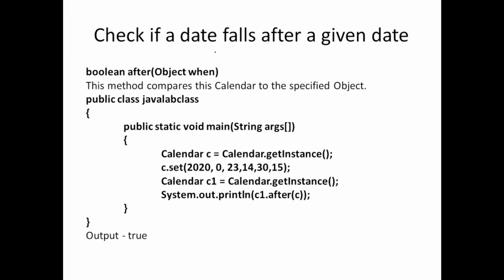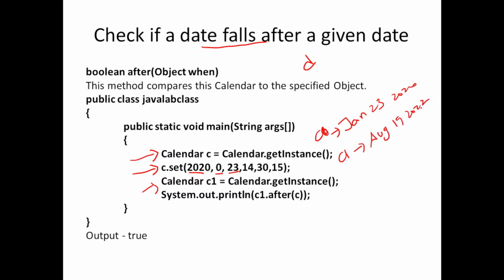And the next method is a very useful method. You can check whether a given date falls after another date. So I'll explain that with an example. Say we created the calendar instance, and I'm setting the date for this instance as 2020 January 23rd. So the date we are taking here is Jan 23rd 2020. So this is set in C. And we are creating another calendar instance C1, which is the current date. Say let's take the current date as August 19th 2022. And what we are checking here is whether C1 falls after C. Is C1 coming after C? Yes, 2022 is coming after 2020. So obviously you're going to get the output as true.